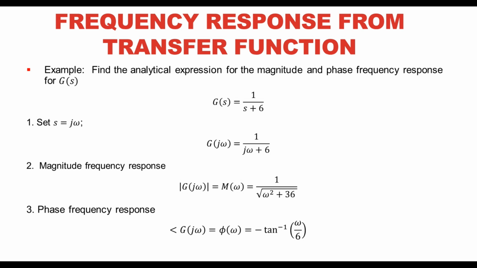In this example, we want to find the analytical expression for the magnitude and phase frequency response for G of s. G of s is equal to 1 divided by s plus 6. So the first thing we want to do is set s equals j omega, and this would then give us the frequency response G of j omega equals 1 divided by j omega plus 6. Then we want to find the magnitude frequency response analytical expression, which is equal to 1 divided by the square root of omega squared plus 36. Next, we want to find the phase frequency response analytical expression, and this is equal to the negative tan inverse of omega divided by 6.